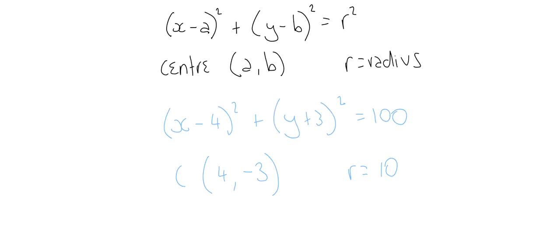So what we're going to do is have a go at doing that backwards. I am going to give you the center and the radius, and I would like you to write me the equation. If the center is -1, 8 and the radius is 6, please write me the equation of that circle.